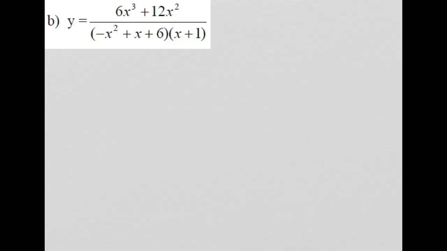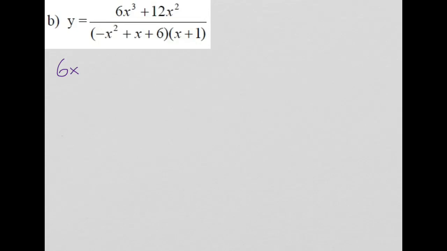Alright, problem 4b. We want to, again, do the same thing as the last one. We want to sketch this and we want to identify all of the appropriate information. So to do that, we need to factor. So let's factor our numerator. Notice they both have a 6 in common. They also both have an x squared in common.